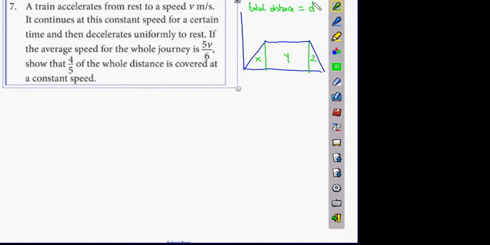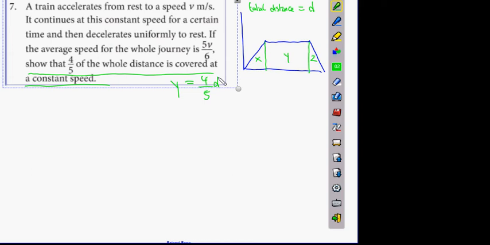What am I being asked to prove? Using the letters on the board. Well, that's a given, because all the different distances added together equal the total distance. But if you read the language, show that 4/5 of the whole distance is covered at constant speed. What would that mean? y equals 4/5 d. Alright, so that's what we're looking to figure out.